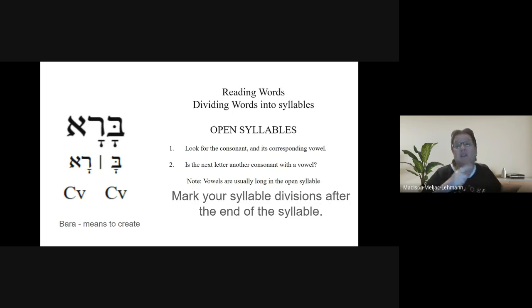Sometimes if I have you print something out, I'm going to tell you to draw a line between this letter and this letter, and I'll show you how we do the syllable break. So look for the corresponding consonant and its vowel, okay? Is the next letter another consonant with a vowel? We look to the next letter. Okay, there's a consonant with a vowel. Yes. Well, then I have to make my syllable division just like this, after the end of that first syllable.